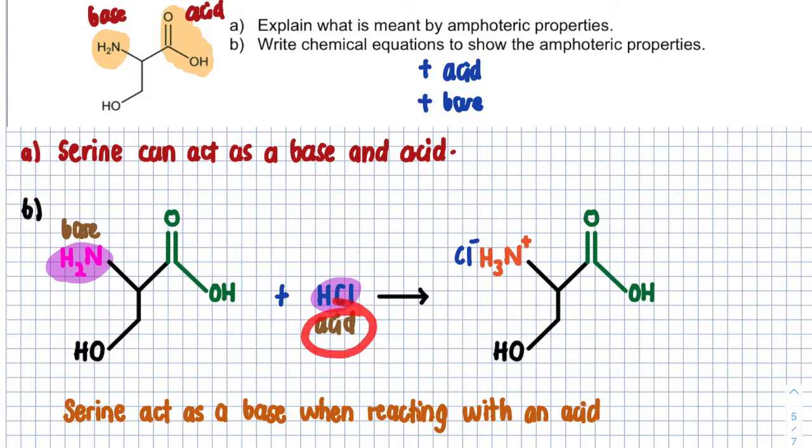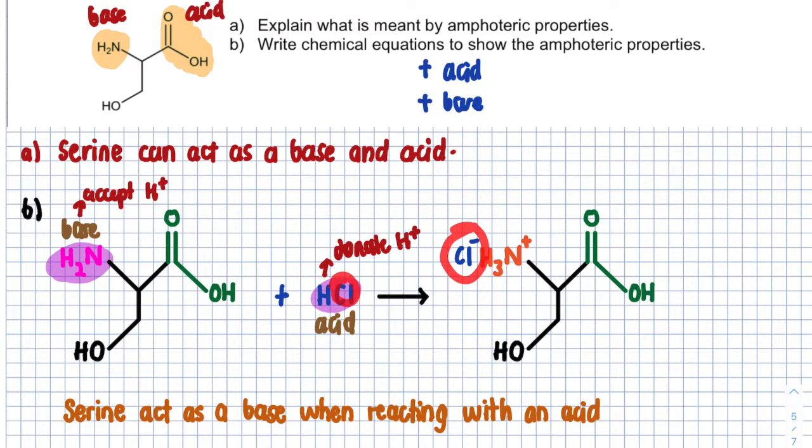Acid and base. Okay, so what happen is that, remember, base ni dia accept H plus. HCl ni dia donate H plus. Acid kita kan. So what happen? HCl will donate the H plus to NH2. So jadilah NH3 plus. So what is left is my Cl minus pun kena tulis juga. Okay. So kat sini kita tulis, okay, serine will act as a base when reacting with an acid.